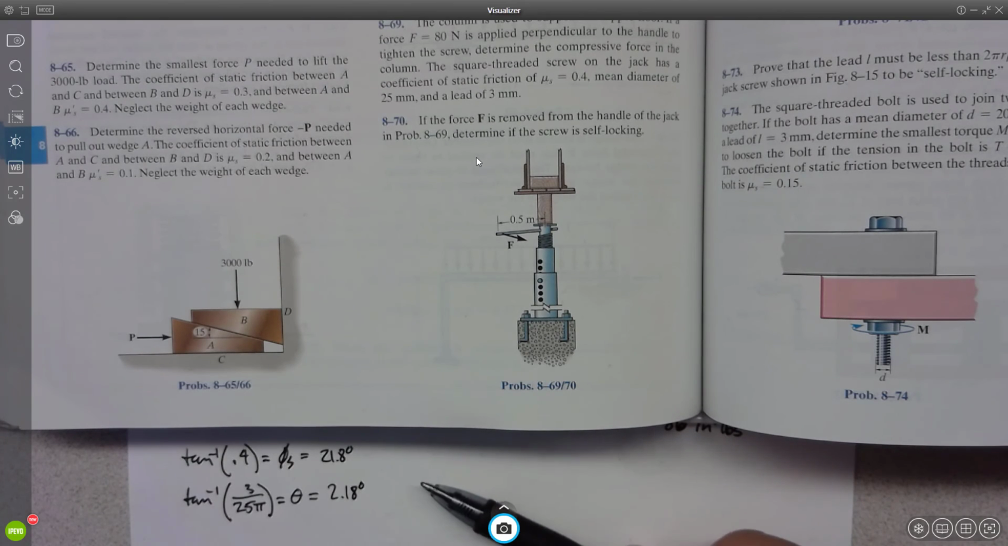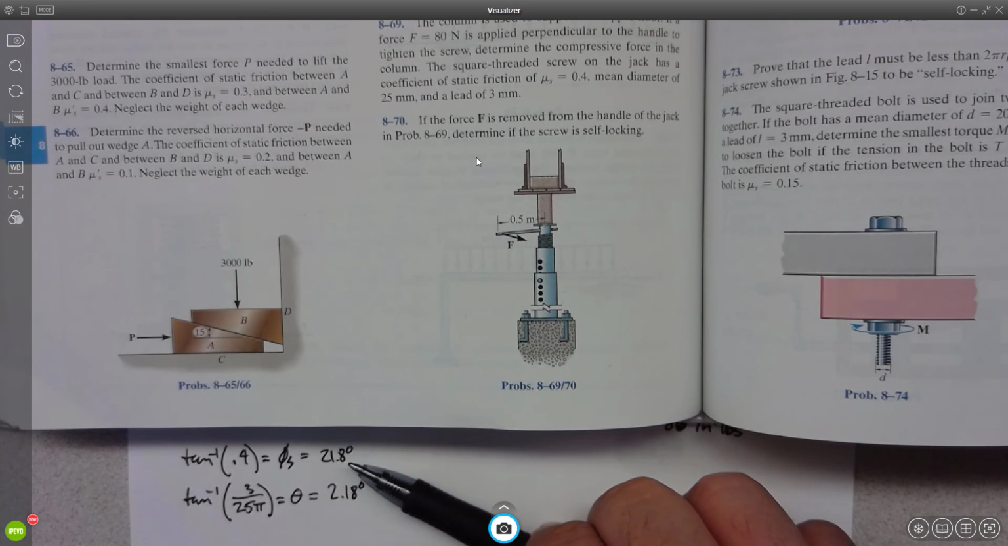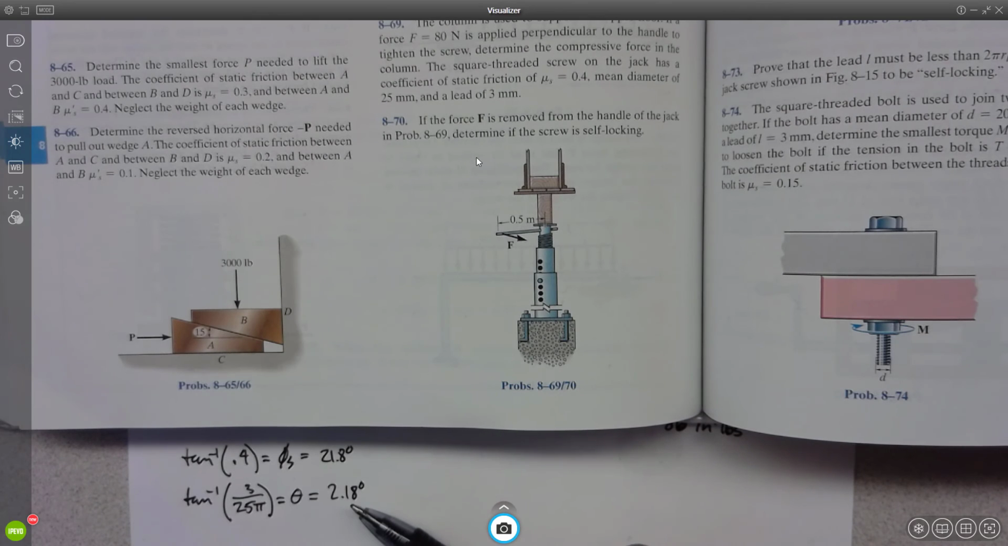So is this a self-locking screw or not? How do you know it's self-locking? Because phi static is greater than theta. Most screws, I'd say, are self-locking, because you have to get a really, really low coefficient of friction or a really, really high lead angle for it not to be self-locking. Okay. So most screws are self-locking.